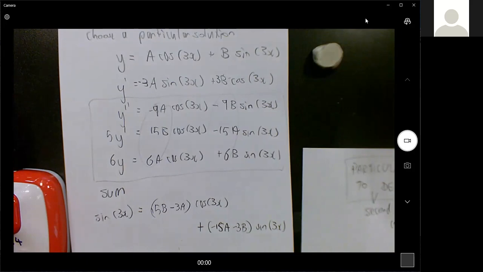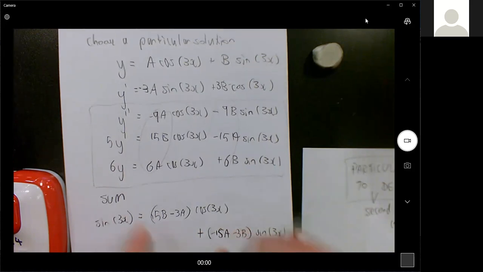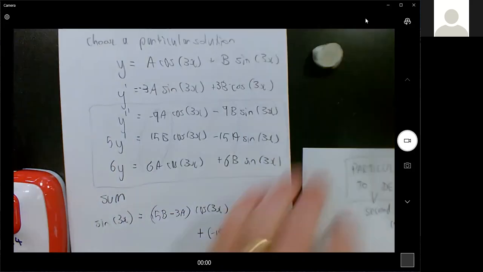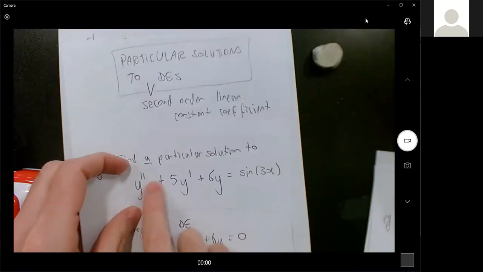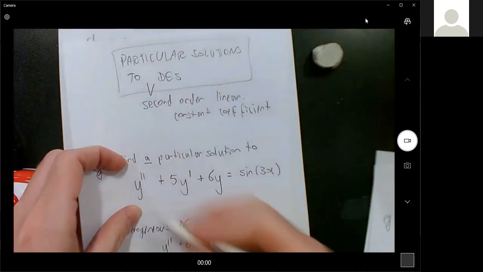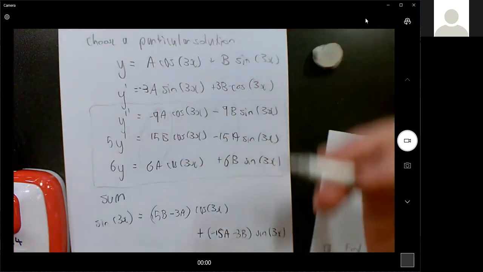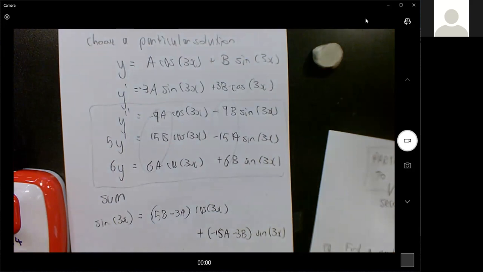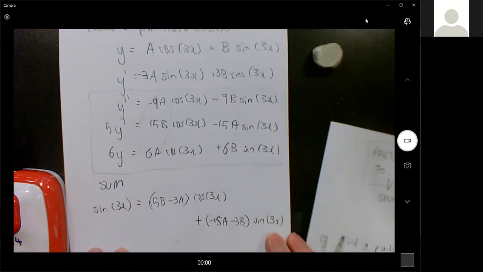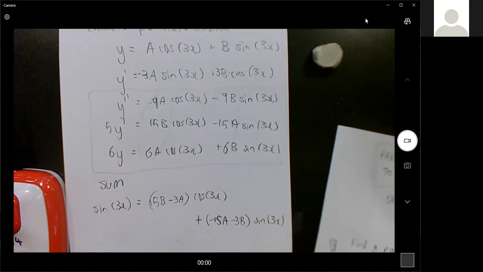So you may notice that I have done some things to try and avoid making mistakes along the way. One of them was not putting this all into one great big line, writing y double dash plus 5y dash plus 6y equals and then subbing things in, but just writing them as separate lines that I could line up on top of each other. It just makes it a little easier to do what I want to do. And then I don't lose minus signs so much.